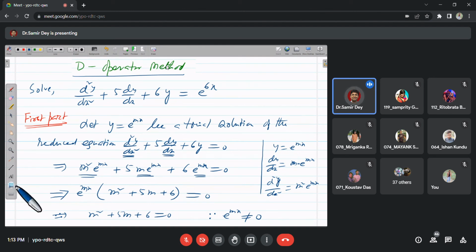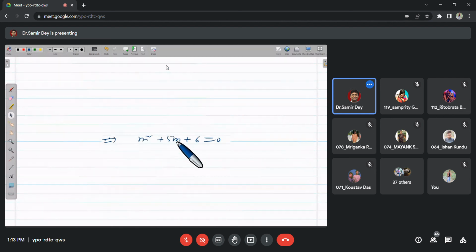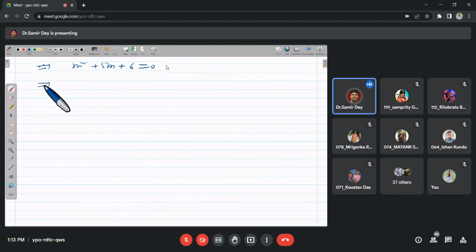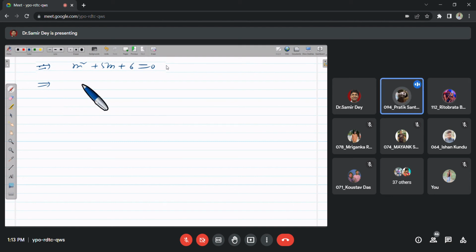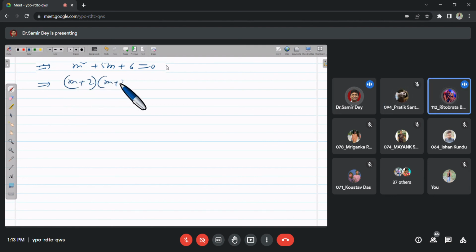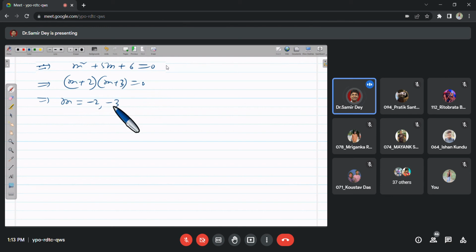Okay, now you use the Sridharacharya formula or the middle term factor process to find the value of m. So anyone can tell me what will be the factors for this, or what will be the value of m? Sir, m square plus 2m plus 3m, m plus 2 and m plus 3, so minus 2 and minus 3. Okay, so here m equals minus 2 and minus 3.